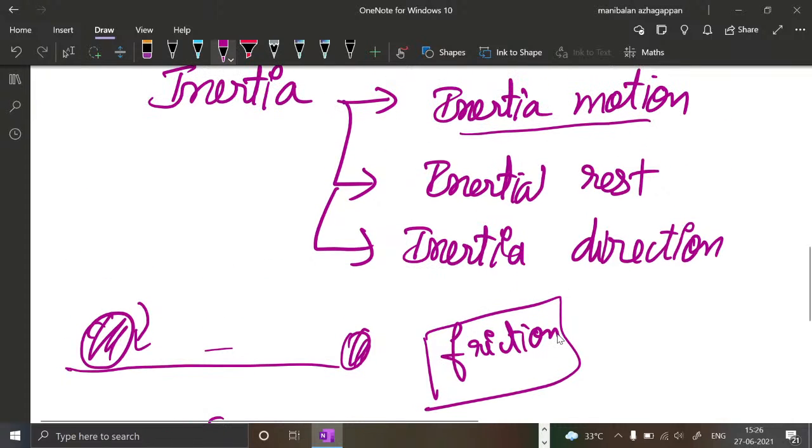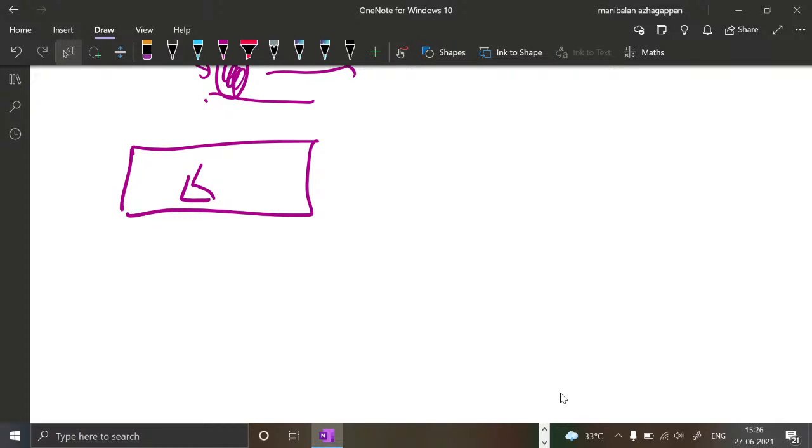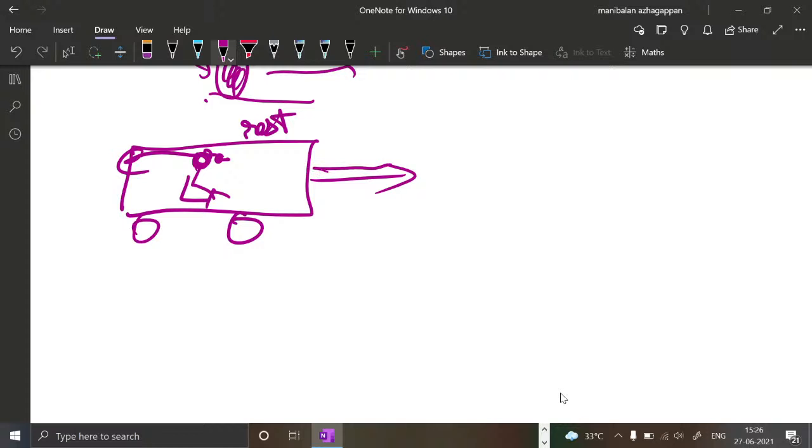I can give an example. When you are sitting inside a bus and the bus starts moving, you will move backward, because you are in a state of rest and your state is going to change. You can feel that effect when the bus moves forward and you move backwards. It's all because of the change in your state.